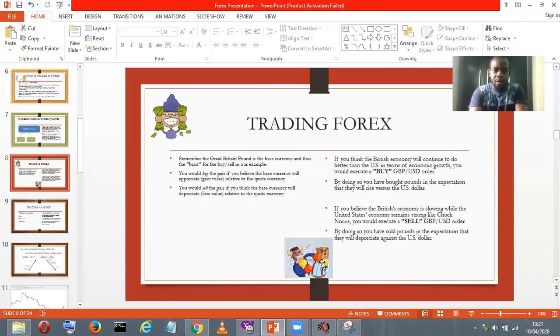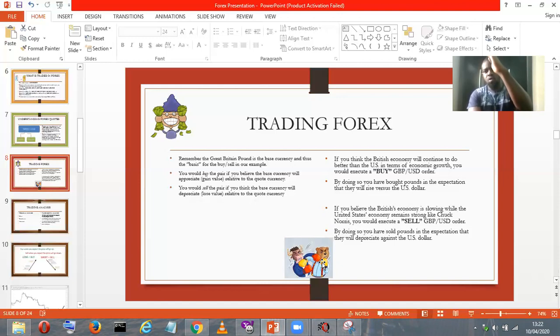So let me make further illustration on the buys and the sells. Basically what happens in the market is you're buying one currency, you're selling the other currency. Now remember, these currencies are quoted in pairs. Look in my slide now, we have GBP against the US dollar. Once you are buying GBP against the US dollar, it means you're staking your money on the Great Britain pound doing better than the US dollar. So the Great Britain pound will appreciate in value against the US dollar.